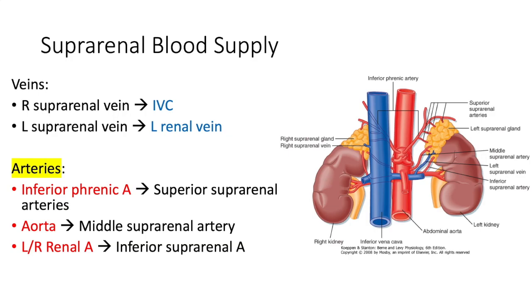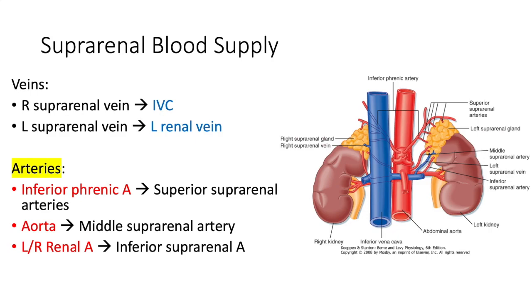And it's right in its name, so suprarenal vein. On the left, our left suprarenal vein can't go all the way over to the IVC. That's a pretty far distance, so it's going to drain into the left renal vein. And then, of course, we remember that the left renal vein will drain into the IVC.